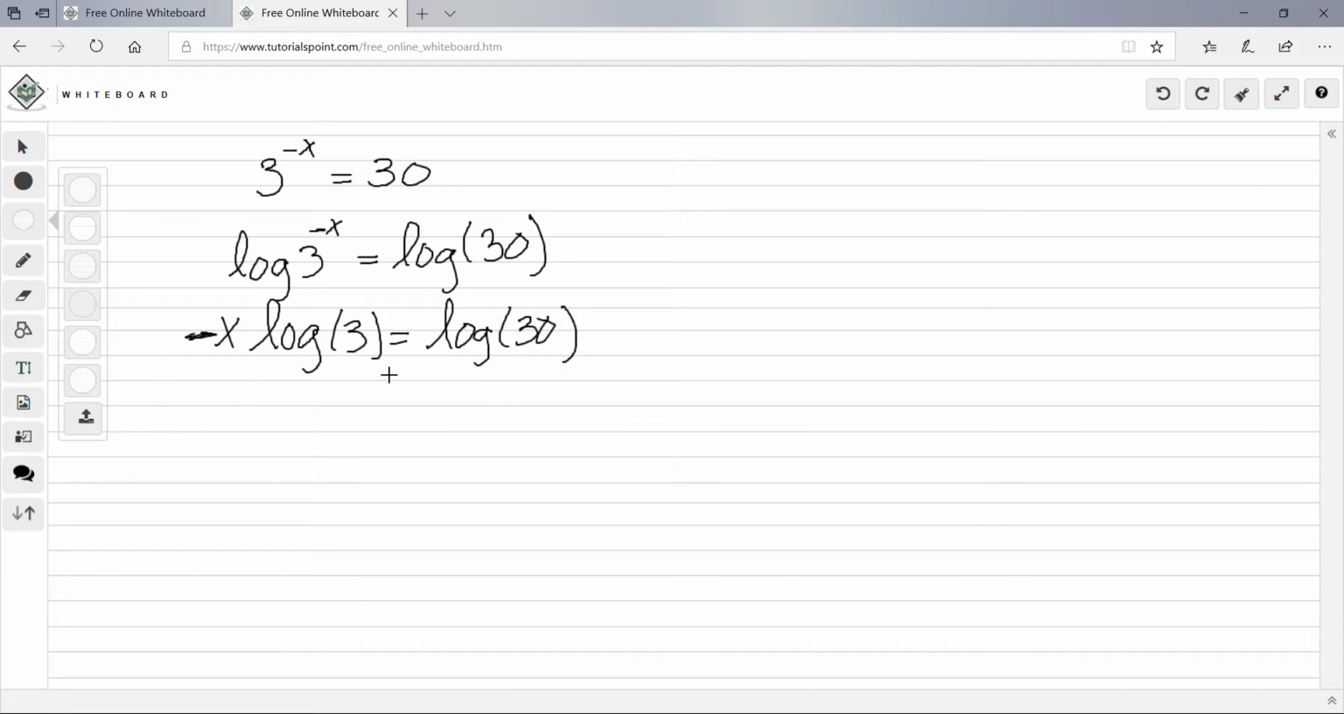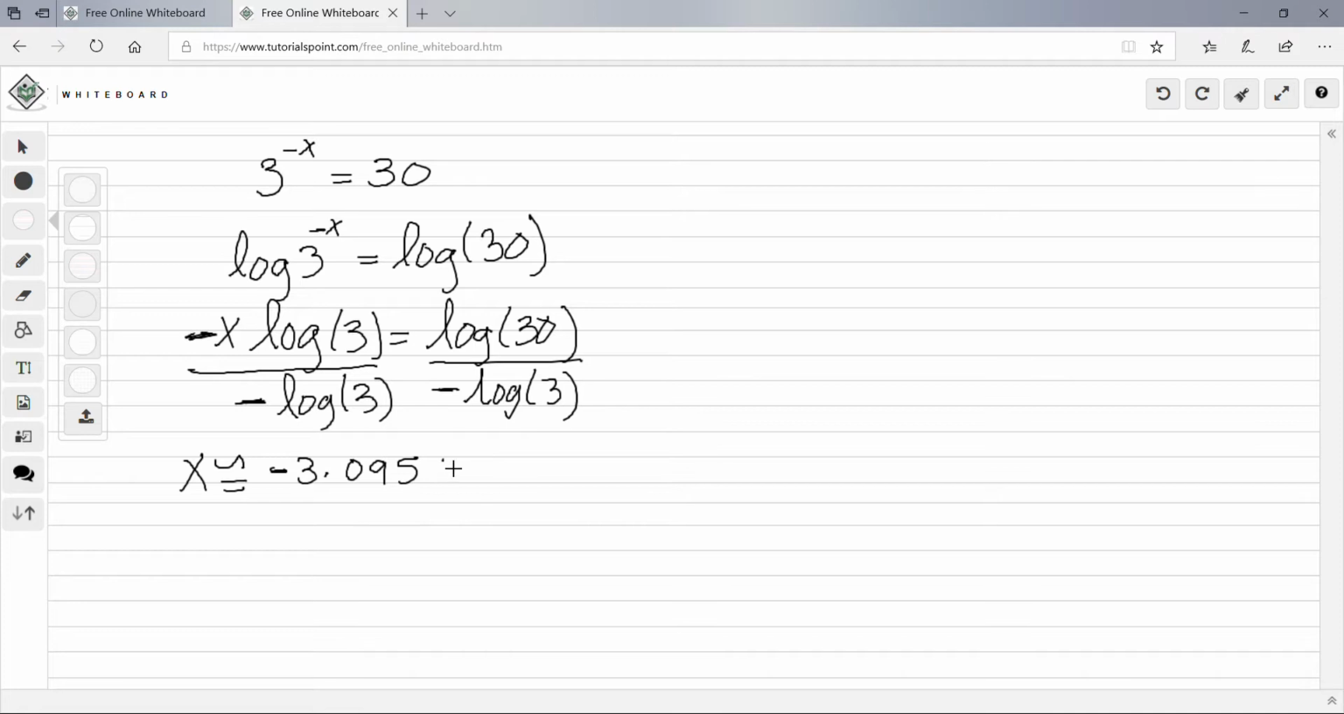So remember, our goal is to solve for x, so I'm going to divide both sides by negative log 3, because there's a negative right here. So our x is about negative 3.09559032. That is what I get approximately, and then we have to round it to 4 decimal places. So our 5 is not greater than or equal to 5, so it's going to be negative 3.0959. Now the next step is to put it back into the original equation to make sure it's true.